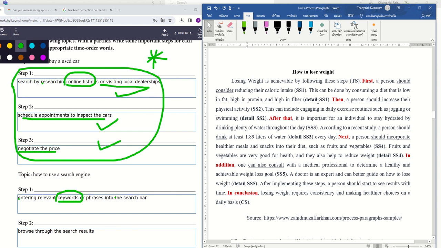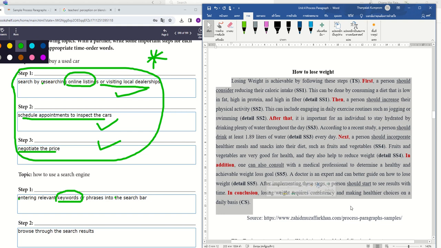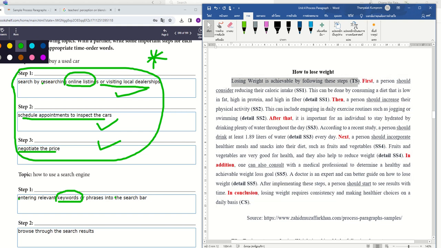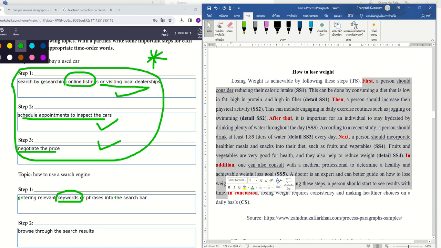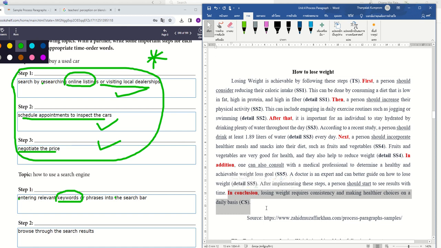But anyway, again, I try to put the paragraph into different parts, which consist of what? A topic sentence, then the body paragraph, and then a concluding sentence. See? I think you are familiar with TS, SS, and detail SS already from the two examples.